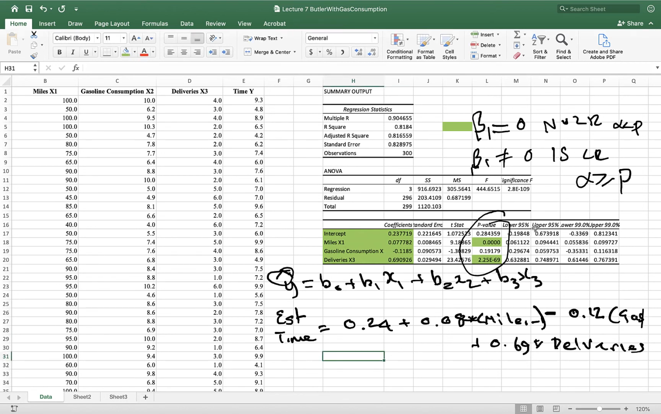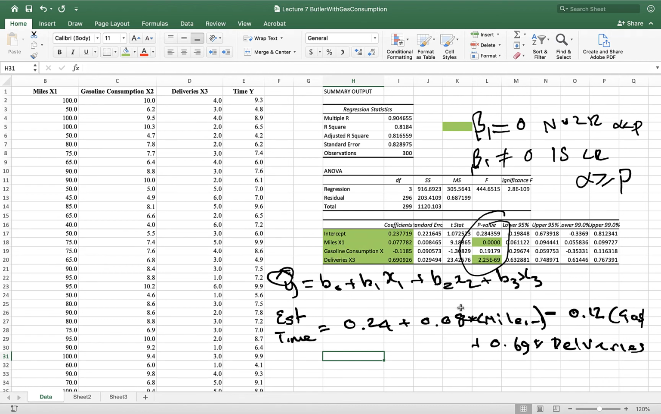So what does that mean? That means that the miles and the deliveries should be kept in the model, but it also means that gasoline should not be kept in the model, because if alpha is 5% and the p-value is 19%, the p-value is greater than alpha. 19% is greater than 5%. Remember, I made the 5% up, but it's a typical value. So that means there's no linear relationship, and that means we should remove that from the model.